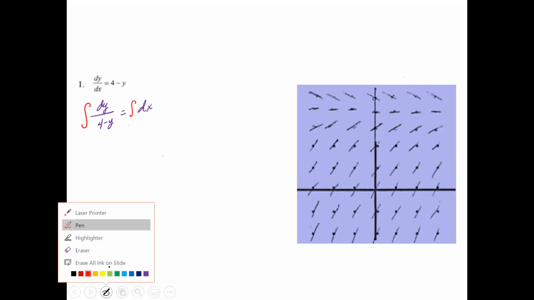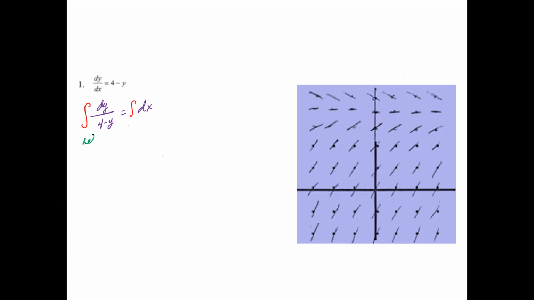dy divided by 4 minus y equals... multiply by dx on both sides. You get dx isolated by itself. Now let's go ahead and integrate this. As I'm looking at the left side, it looks like it's going to be a u substitution. So let u be the denominator, 4 minus y. Then du equals negative dy, so dy equals du over negative 1.